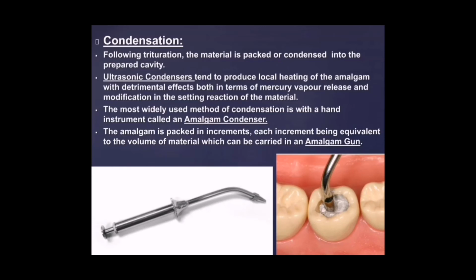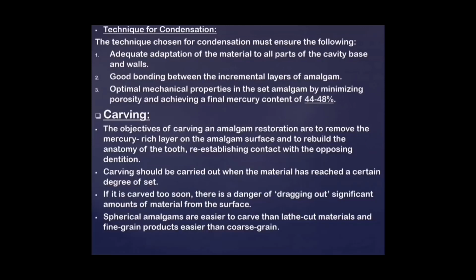Condensation. Following titration, the material is packed or condensed into the prepared cavity. Ultrasonic condensers tend to produce local heating of the amalgam with detrimental effects, both in terms of mercury vapor release and modification in the setting reaction of the material. The most widely used method of condensation is with a hand instrument called an amalgam condenser. The amalgam is packed in increments, each increment being equivalent to the volume of the material which is carried in an amalgam gun.